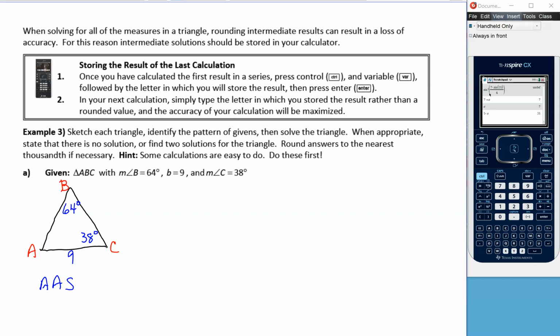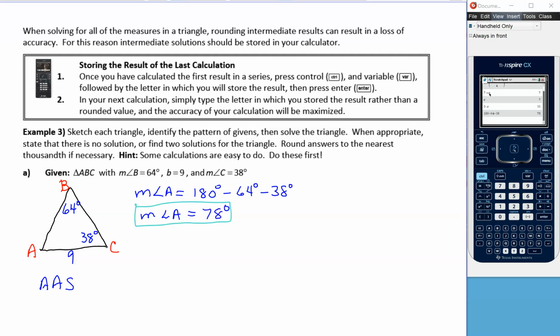Before we use the law of sines, let's find the easiest part of the triangle that can be found using a very simple calculation. If you have 2 angles, go ahead and find the 3rd angle first. Measure of angle A can be found by subtracting the 2 given angles from 180. So let's do that calculation, and we will get a result of 78. We've solved for the 3rd angle.